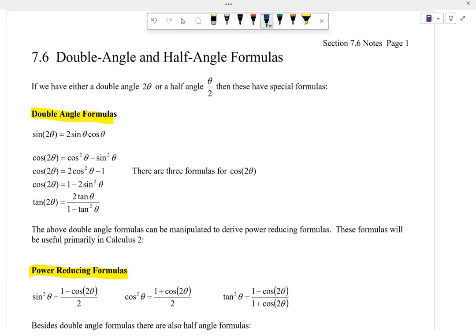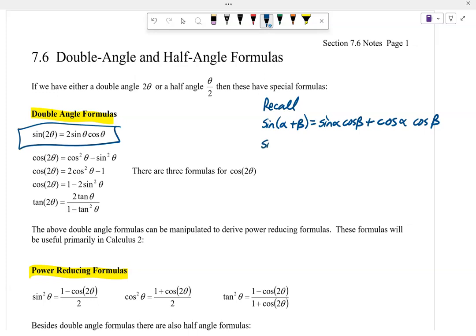If you remember from last time, the sine of alpha plus beta was sine alpha cosine beta plus cosine alpha, sine beta. Now if we have the sine of 2 theta, let's say we were trying to prove this, then if I let theta be alpha and theta be beta, I'd have sine theta cosine theta plus cosine theta sine theta. So I have sine theta cosine theta plus another sine theta cosine theta. That's 2 of those sine theta cosine thetas. So we just proved that first one, the sine of 2 theta.